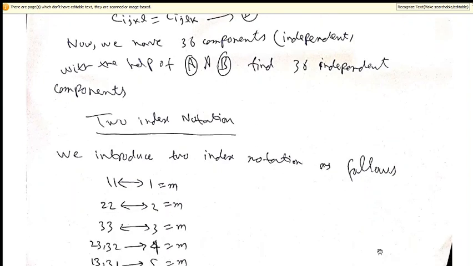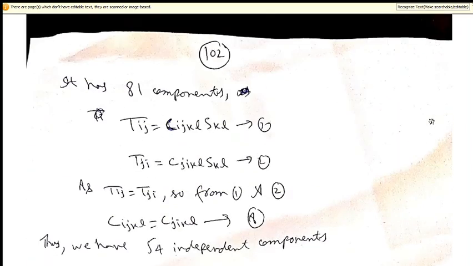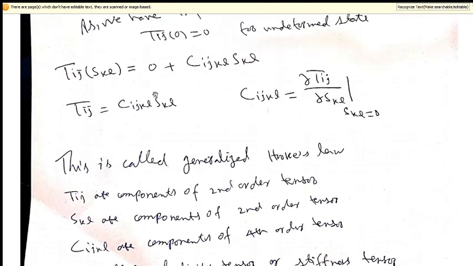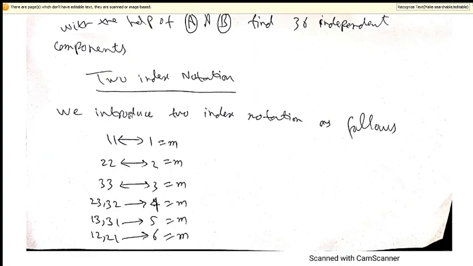Two index notation. Now we will define two index notation, and with the help of this two index notation we will write the stress strain equation, the generalized Hooke's law, the stress strain relation in matrix form. Let us define two index notation.